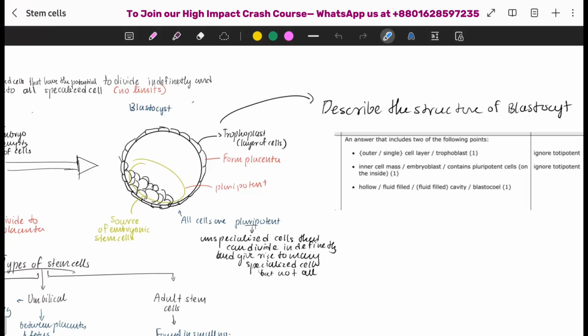Sure, trophoblast cells are totipotent. Not exactly. They're not totipotent, okay? Trophoblast, you cannot say they're totipotent, okay?